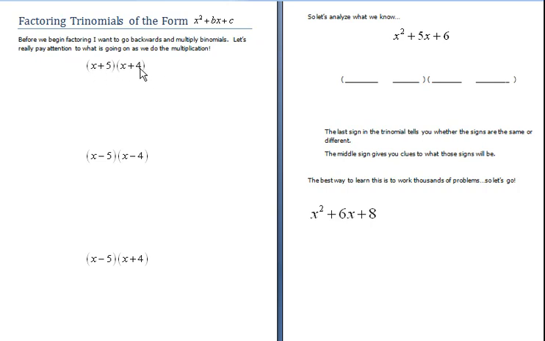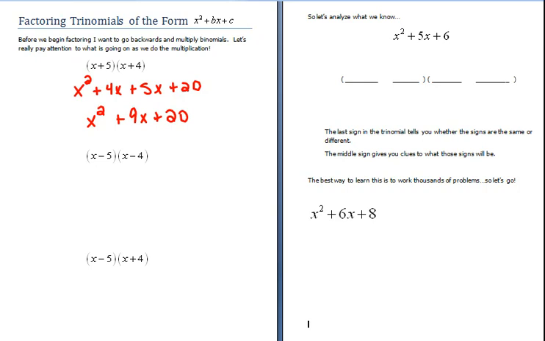So let's look at this first binomial multiplication. In order to do that, we would have to distribute. So let's see, x times x would give us x squared, and x times 4 would be a plus 4x. And now we're done distributing the x. So distributing the 5, we'd have 5 times x is plus 5x, and 5 times 4 would be plus 20. And then, of course, we would collect our like terms to get x squared plus 9x plus 20.